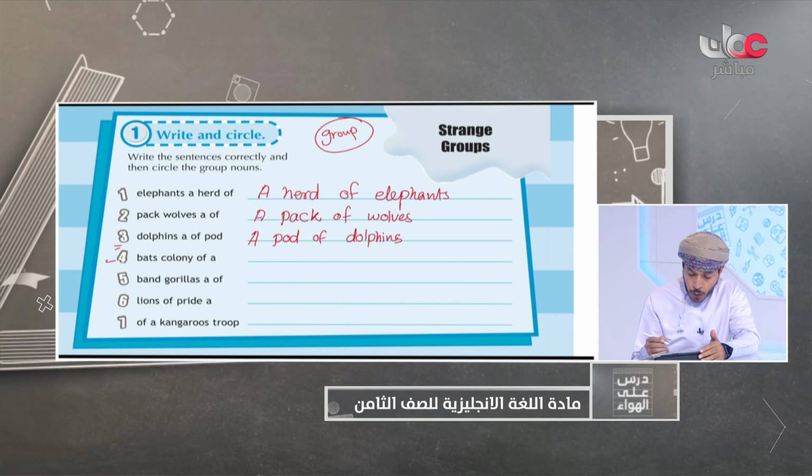And for number 4, we have bats. Okay, Batman. But these are not Batmans or Batmen, they are bats. So the group of bats, we call them a colony. A colony of bats.